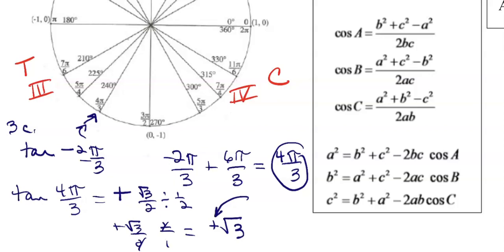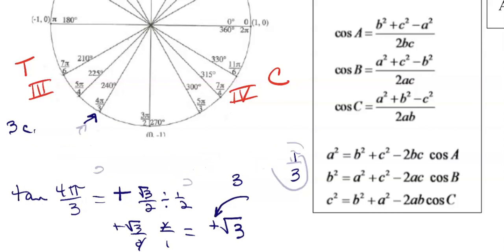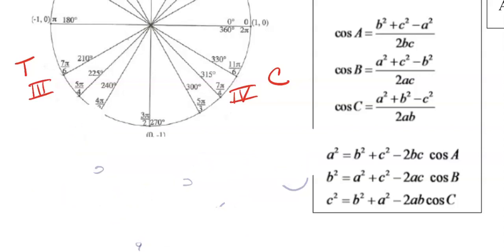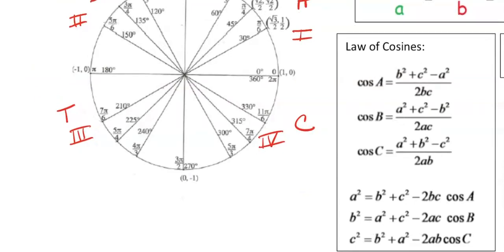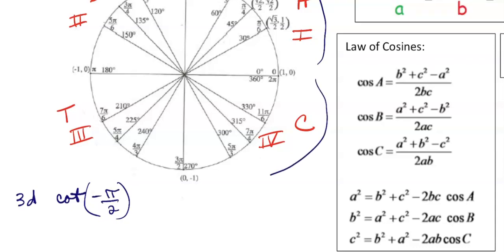Okay, so that takes us down to 3D. Let me just get this cleaned up so we can use the same unit circle once again. And you want to really be very familiar with using your unit circle. Okay, so 3D. Here is 3D. It's asking for the cotan of negative pi over 2. Okay, so positive pi over 2 is right here. Negative pi over 2 will be going the opposite direction, and it's going to be right here.